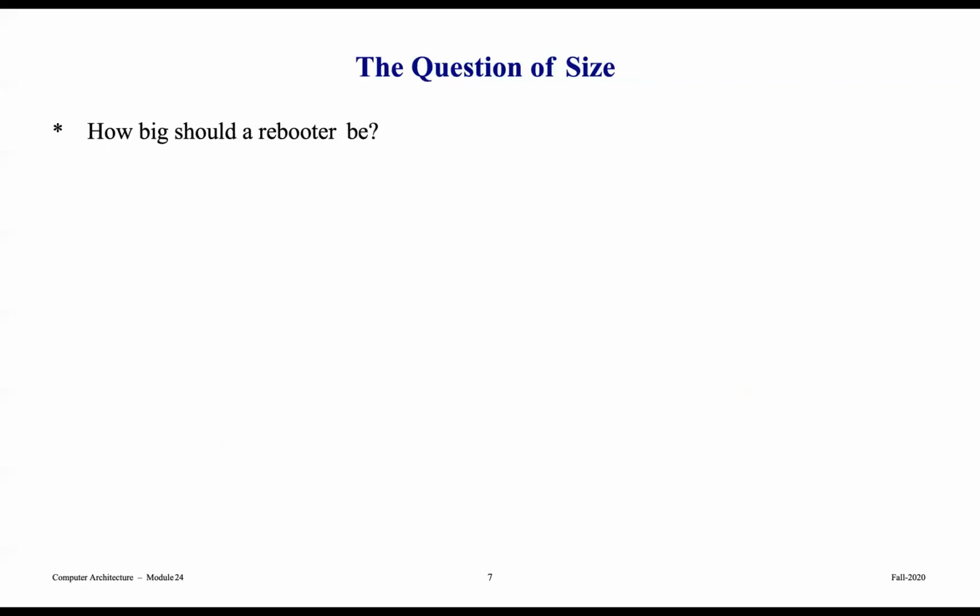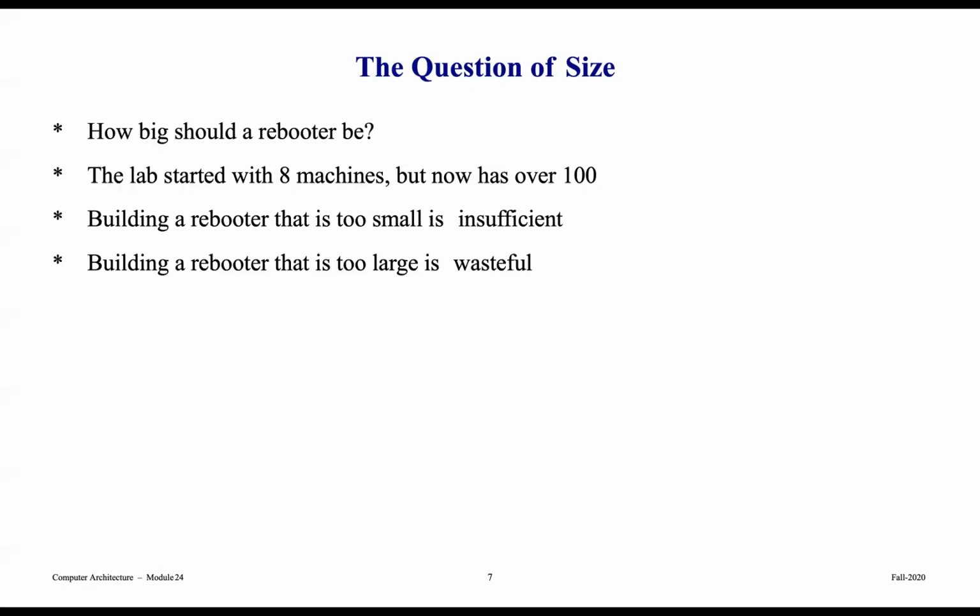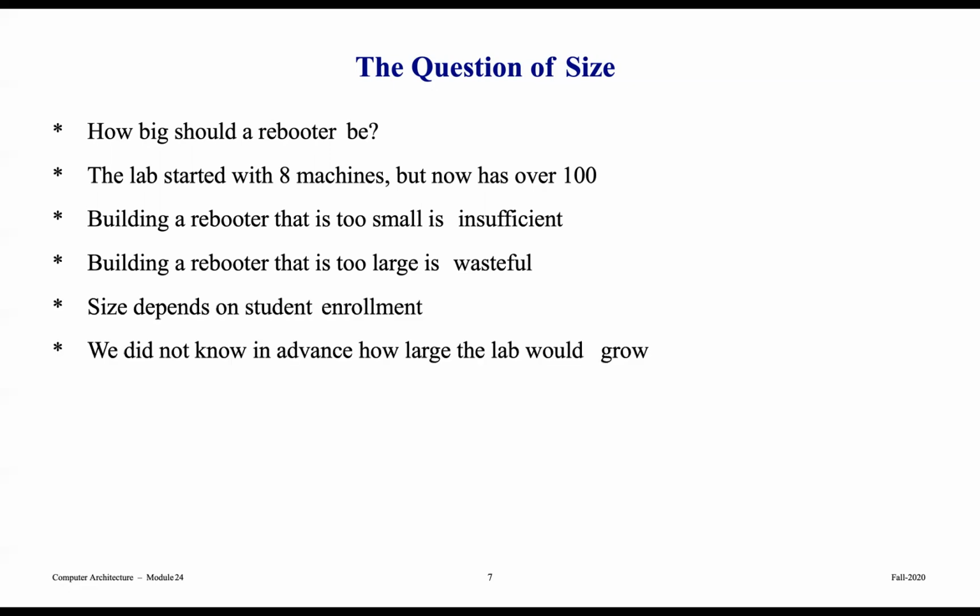A question that Comer would have us consider is, how big should the rebooter be? Say we start with 8 machines, and it has grown to over 100. Just have a mental exercise of how that might look. If we build a rebooter that is too small, it would be insufficient. But if we build one that's too large, that would be wasteful. So those are the tradeoffs. It depends on the type of scenario, the type of application.